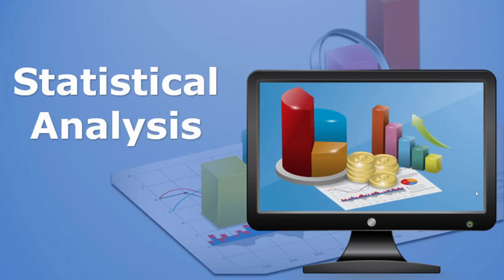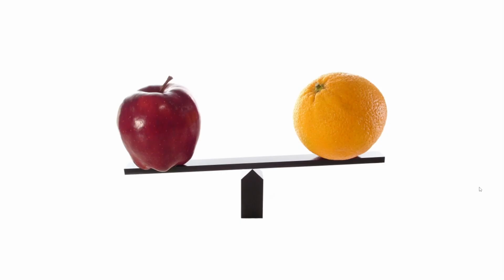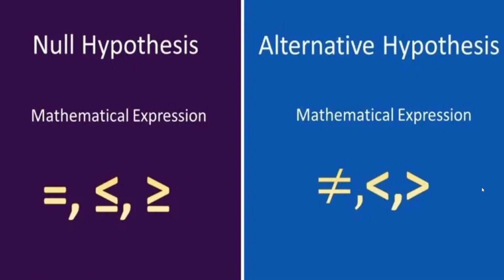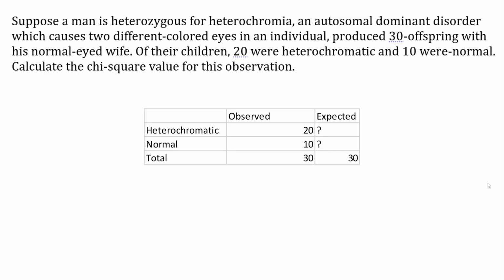Chi-square is a statistical analysis test, which compares two values to one another and determines if they are statistically significantly different or not. We can do this by using a null and alternative hypothesis. A null hypothesis assumes that two values are equal to one another in some way, while an alternative hypothesis assumes that two values are not equal. Let's apply this chi-square concept to an example.